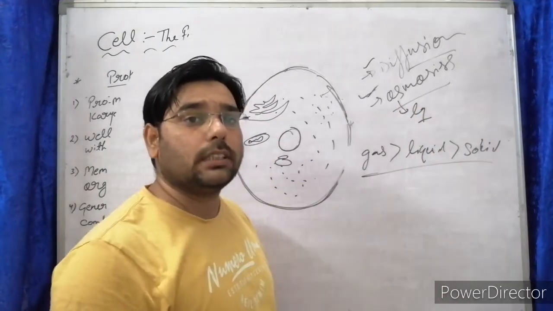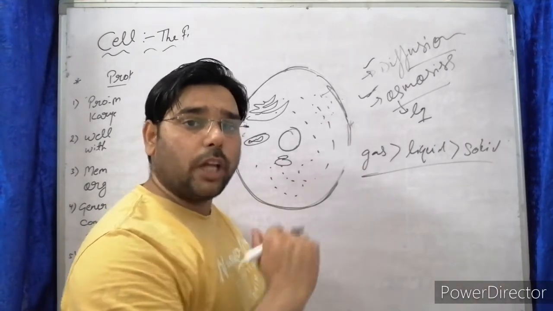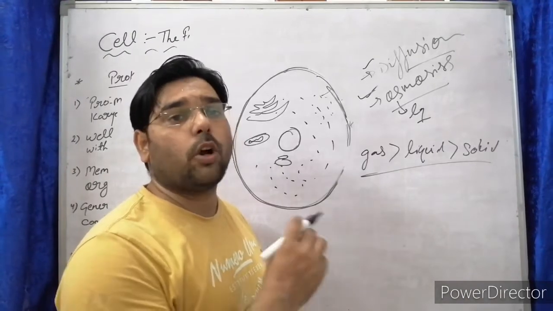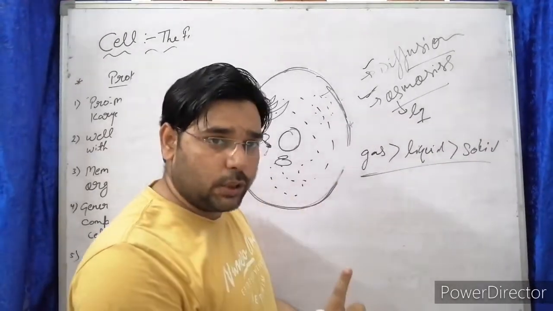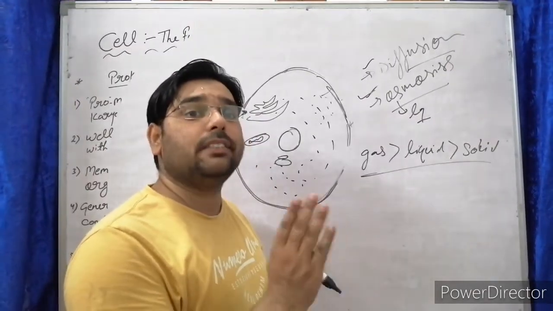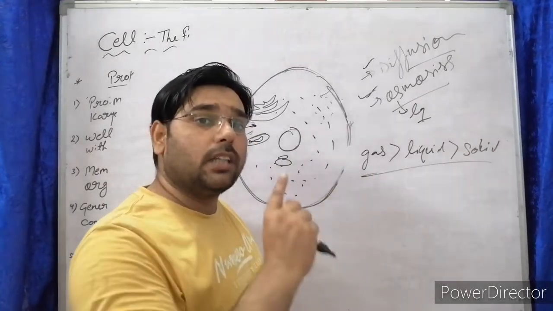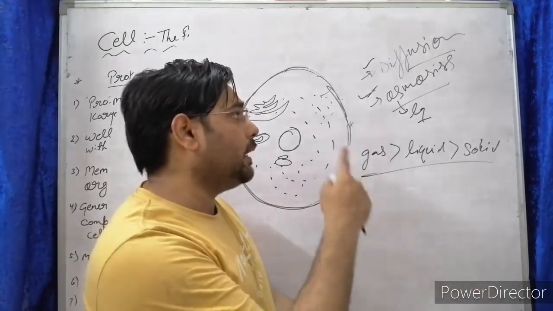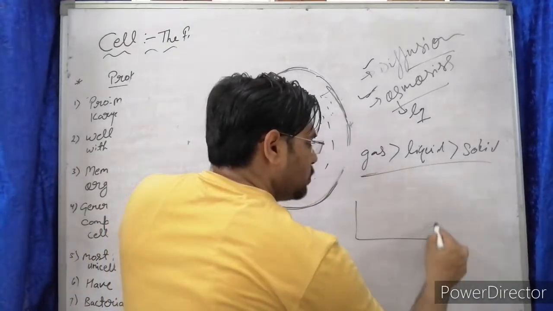So what is osmosis? The movement of liquid from higher concentration to lower concentration through a semi-permeable membrane is called osmosis. So the second difference is that a semi-permeable membrane is used. In diffusion there is no semi-permeable membrane. In osmosis there is a semi-permeable membrane. Okay students, and in diffusion solid, liquid and gas can move, but in osmosis only liquid moves. Let us take an example for osmosis.